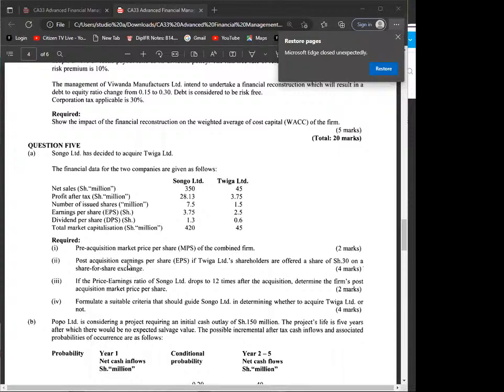Why will a bright student be able to get all the marks there? This is basically the normal post-acquisition EPS. And here I have to give you a story, and it's a story that I've given you severally.